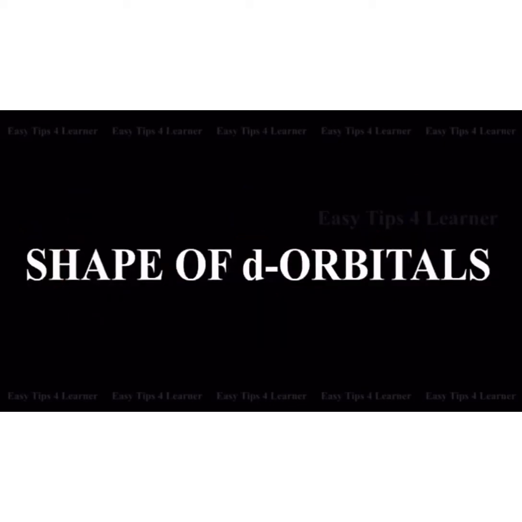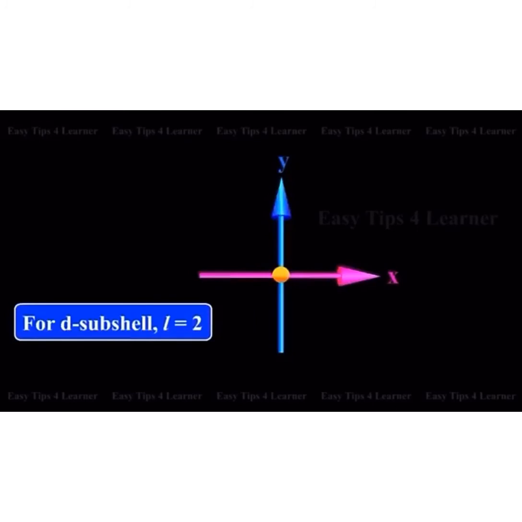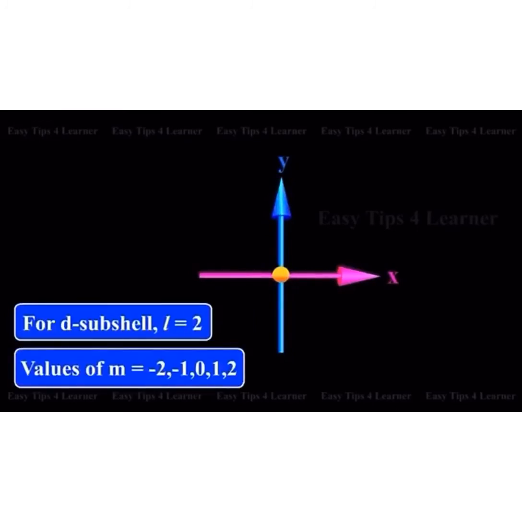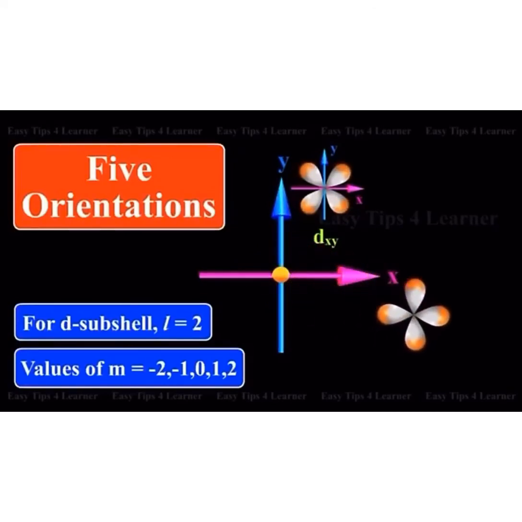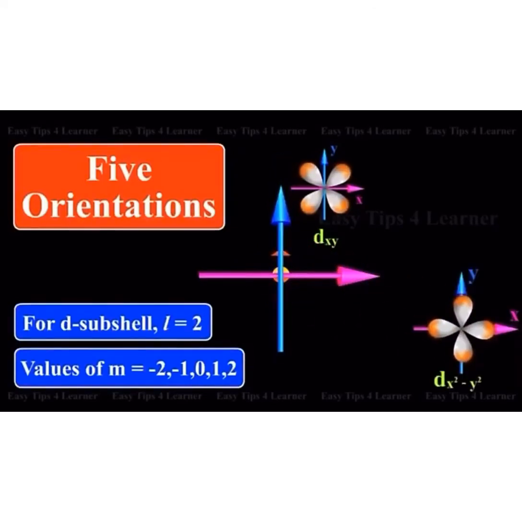The shape of the d orbital is double dumbbell. For l equal to 2, the orbital is known as the d orbital and the values of magnetic quantum number m are -2, -1, 0, 1 and 2. Hence, the d orbital has 5 possible orientations. They are dxy, dyz, dzx, dx square minus y square, and dz square.